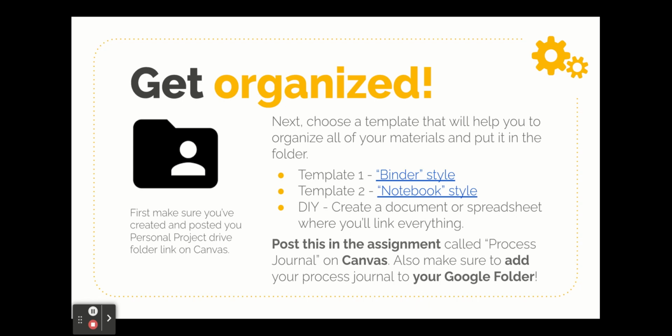If after looking at the templates, you would rather create a document of your own, you can go ahead and do so. Once you decide, you'll place a copy of this template in the Google Drive folder and post the link to it in the assignment called Process Journal on Canvas. Pause the video now to look at the two templates and come back when you've made a decision.